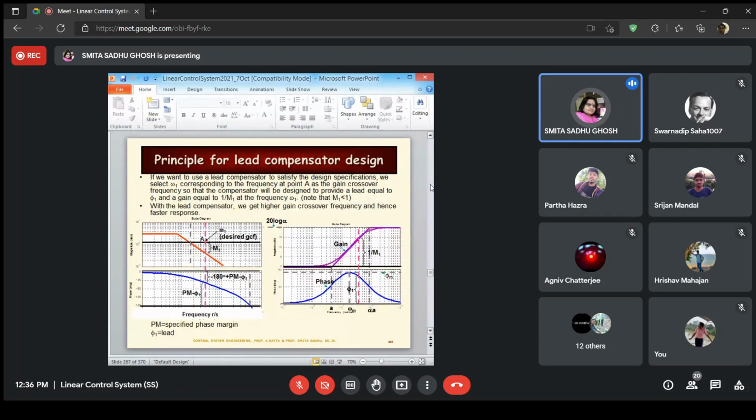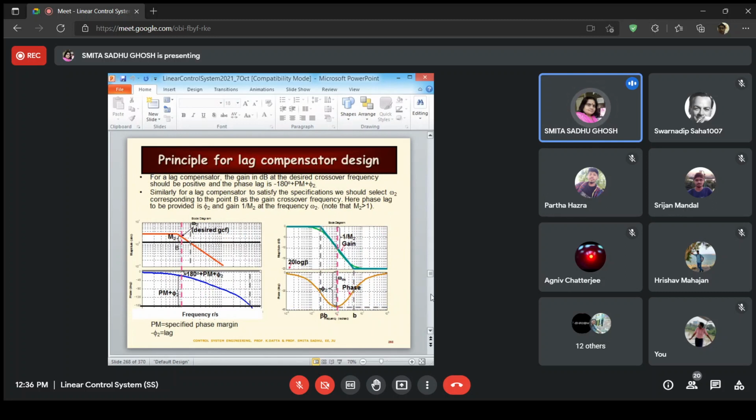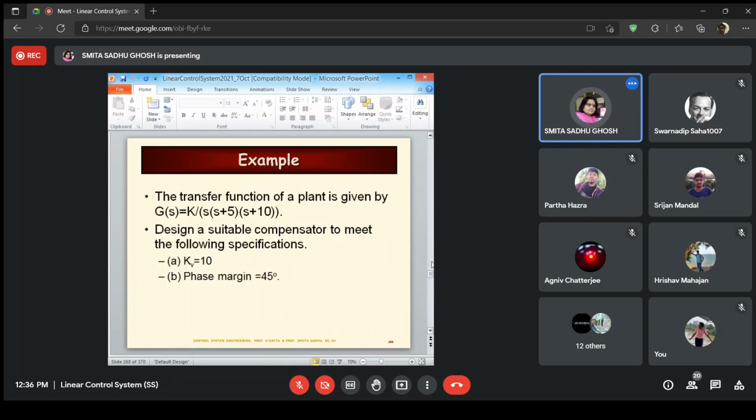Now, I hope you have understood that very clearly, because I will now go to the principle for lag compensator design. Without going to the lag compensator right now, let me go to the numerical itself, and then we can come back for the lag compensator. That will be easier for you to understand, I think, because there is no board work, and I'm feeling a bit unsure whether you can understand.